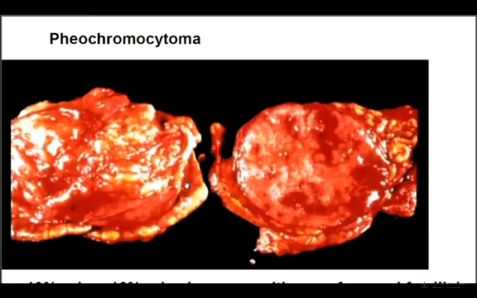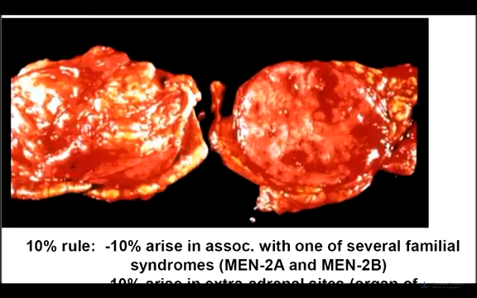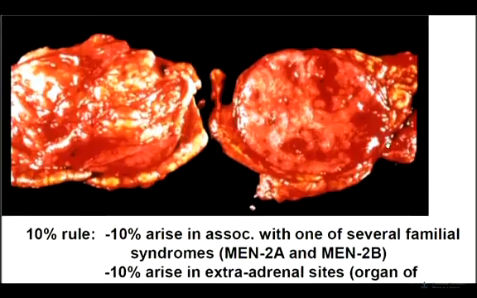Pheos, what do we have to say about them? Well, they're in the medulla. They're very vascular, which is why they're this red. Notice the cortex is here and yellow. 10% rule, we mentioned this in the lab. 10% are in association with the multiple endocrine neoplasia syndromes, 2A and 2B. We're going to go over those at the end if you haven't seen those before.